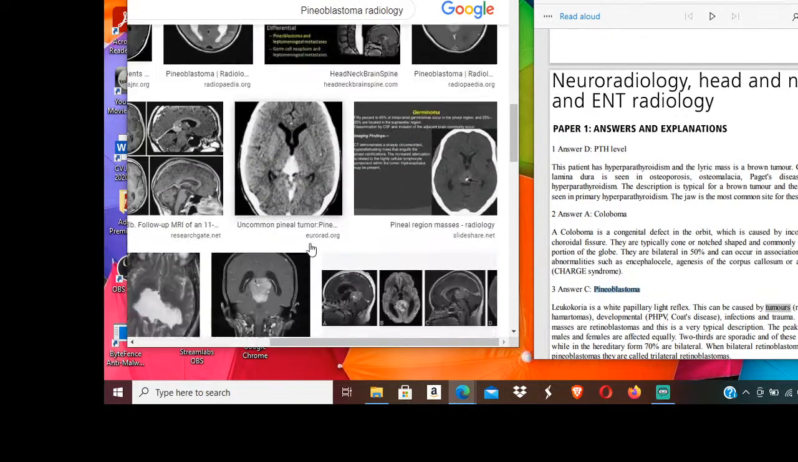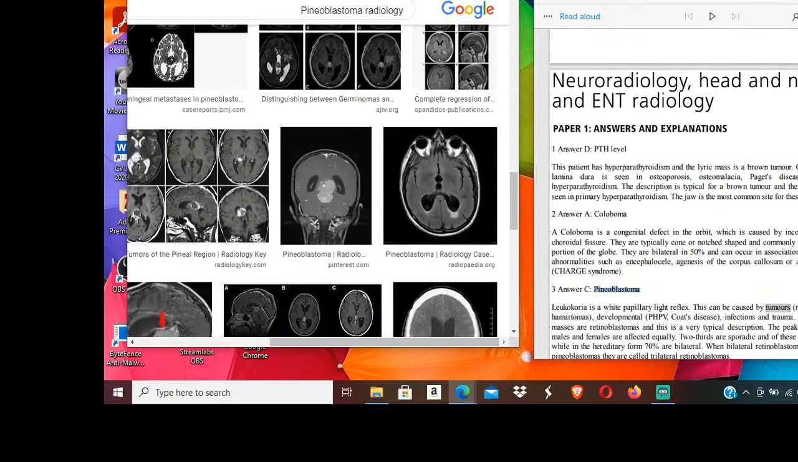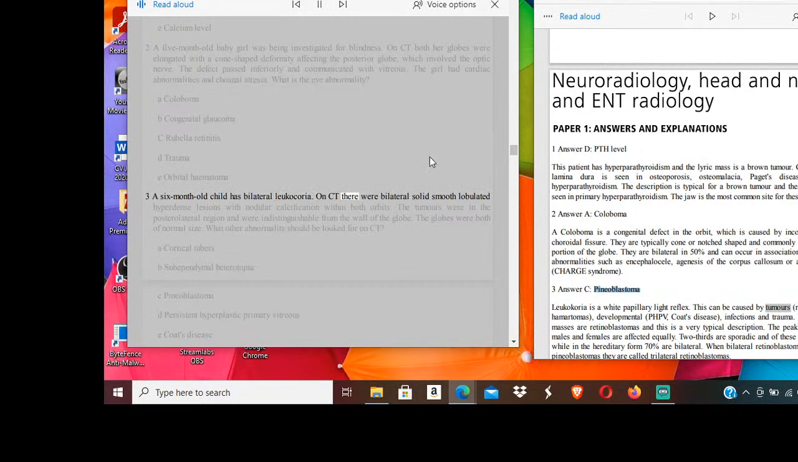A, coloboma. B, congenital glaucoma. C, rubella retinitis. D, trauma. E, orbital hematoma. 3. A 6-month-old child has bilateral leukocoria. On CT, there were bilateral solid smooth lobulated hyperdense lesions with nodular calcification within both orbits. The tumors were in the posterolateral region and were indistinguishable from the wall of the globe. The globes were both of normal size.